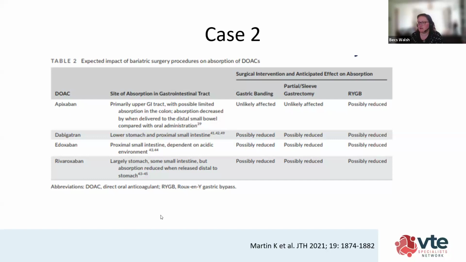So rivaroxaban, certainly there's more data about that in the obese population than any of the other DOACs. It's not a terrible option. I think you'd need to consider whether it was being absorbed.